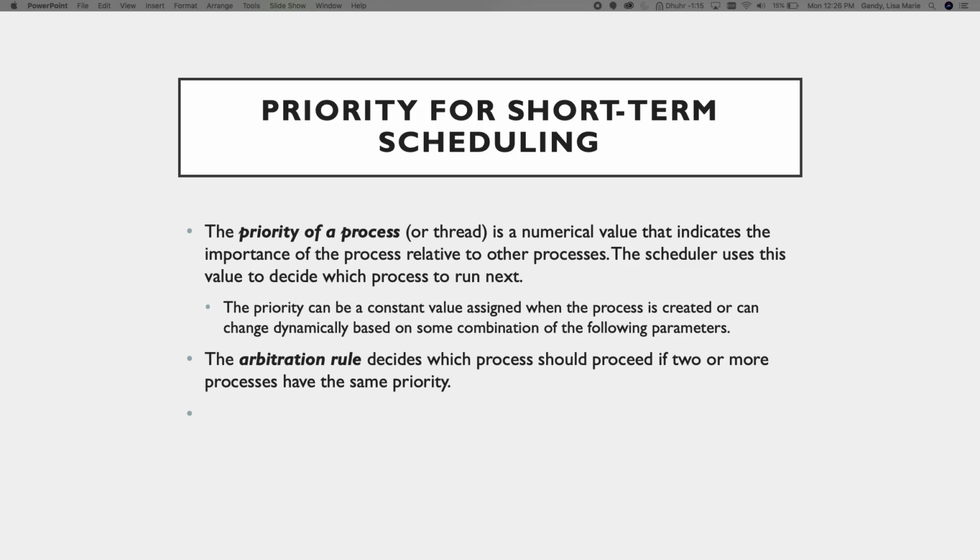Good question. So we're going to talk about priority. If we're doing preemptive, there doesn't have to be, but a lot of times if we have all these different processes, we need to choose one. We want to have different metrics for priority. The priority of a process or a thread is a numerical value that indicates the importance of the process relative to the other processes. The scheduler is going to use this to decide what to run next. The priority can be constant or it can change dynamically based on some combination of parameters. And of course, we're going to talk about those in a second. The arbitration rule decides which process should proceed if two processes have the same priority.